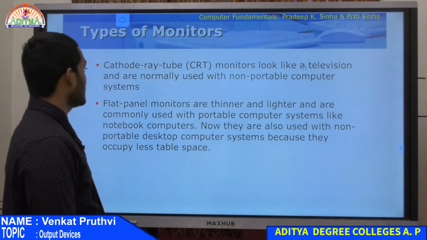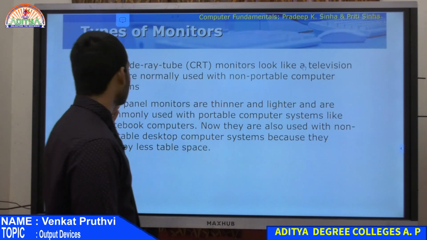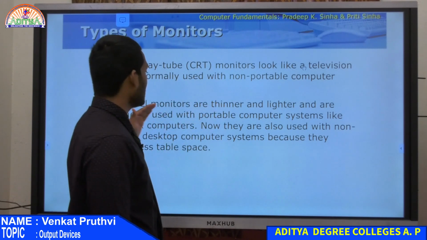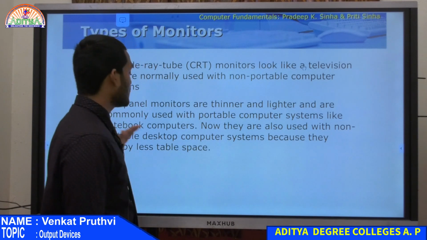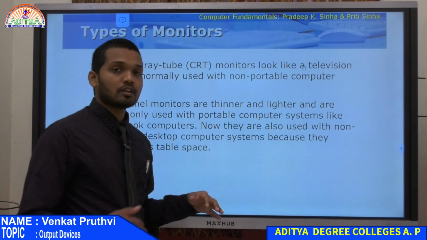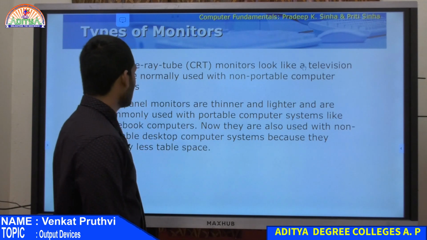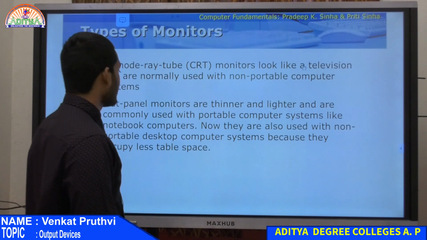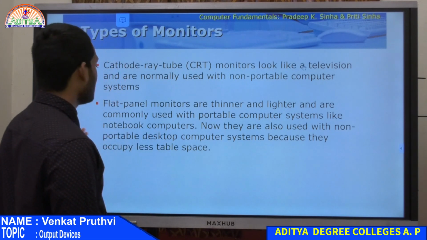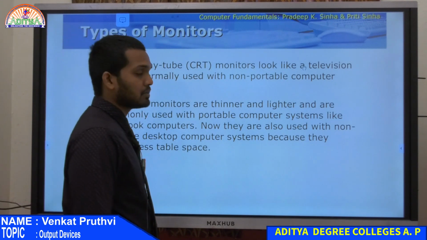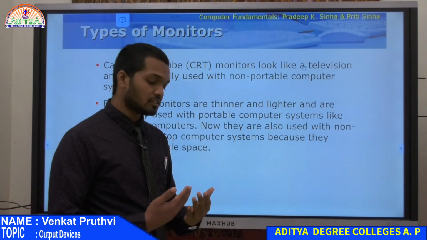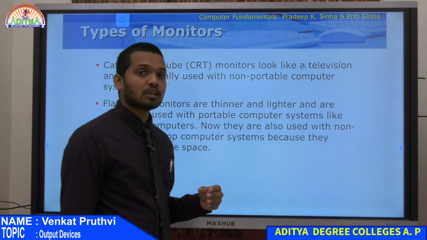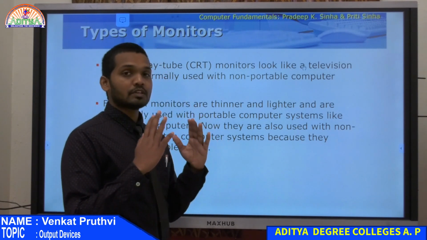Then we saw the different types of monitors, that is cathode ray tube CRT monitors. They look like a television and are normally used with non-portable computer systems. And then we have the flat panel monitors. They are thinner and lighter and are commonly used with portable computer systems like notebook computers. Your laptop screens are examples of flat panel monitors. They are also used with non-portable desktop computer systems because they occupy less table space. In recent technologies, desktop PCs also have flat panel monitors and not the cathode ray tube monitors, which are very bulky and fat.